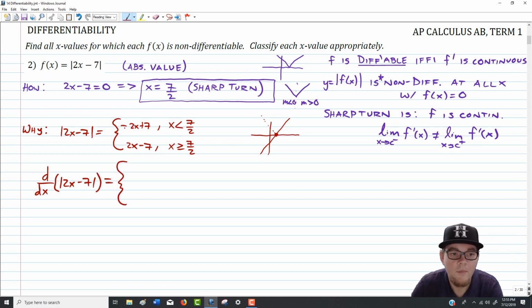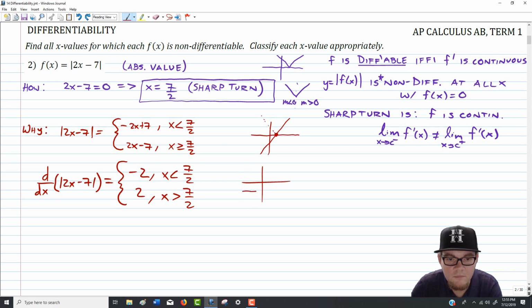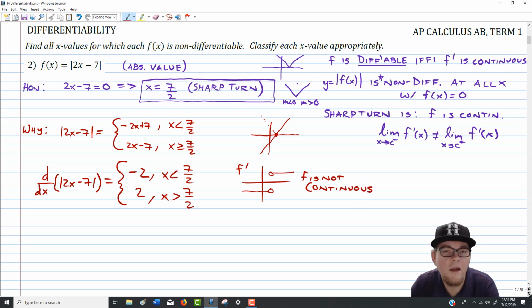We've done this many times before. The derivative of negative 2x plus 7 is negative 2 when x is less than 7 over 2. And the derivative of the absolute value of 2x minus 7 is just going to be positive 2 when x is larger, with potential issues in the middle. And what you'll notice is our derivative, imagine graphing that derivative for a second. It's negative, and then it's positive. Literally, f prime is not continuous. So what you're seeing is you could also determine where the function is discontinuous if you compute its derivative and find anything that makes that derivative function discontinuous as well.